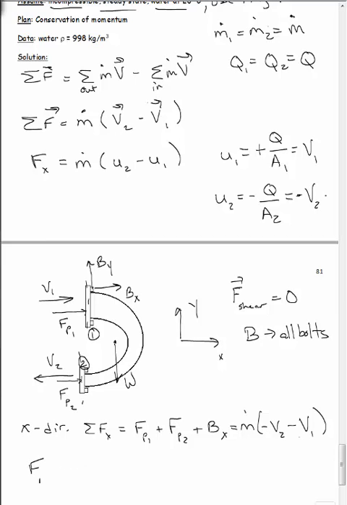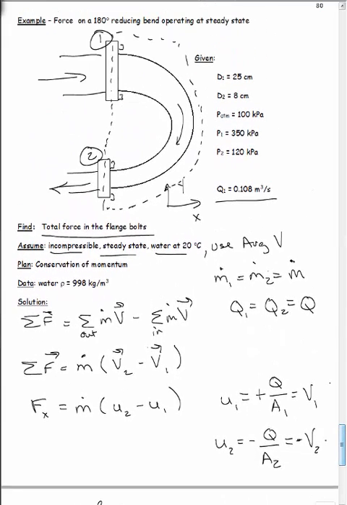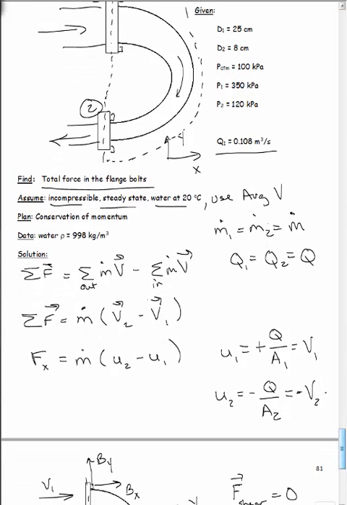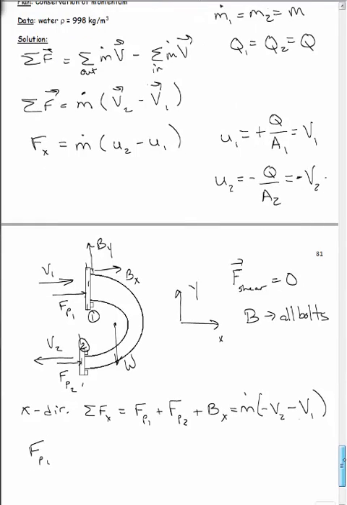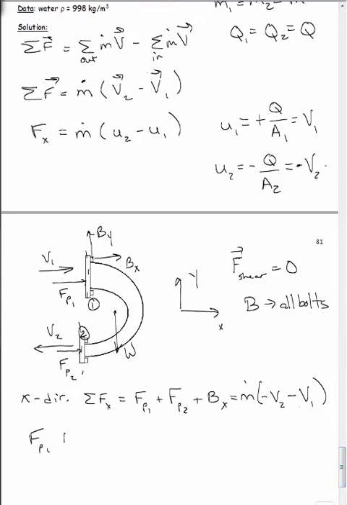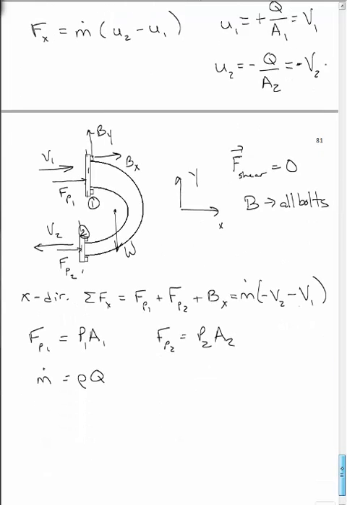So FP1, okay, we don't have some kind of varying pressure all over that. What we're told is 350 kilopascals at 1 and 120 kilopascals at 2. By the way, lower pressure at 2 because of higher velocity at 2. So FP1 is just going to be P1A1. Remember, use the corresponding area for what you're talking about, and that's at the inlet. FP2 is going to be P2A2. Our m dot is rho times q. We're given q, so we can leave it like that.